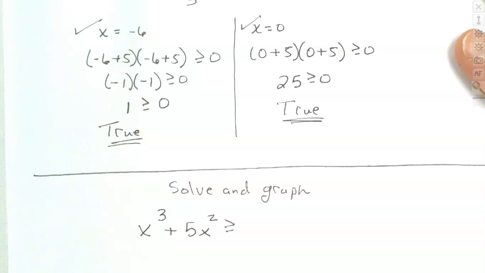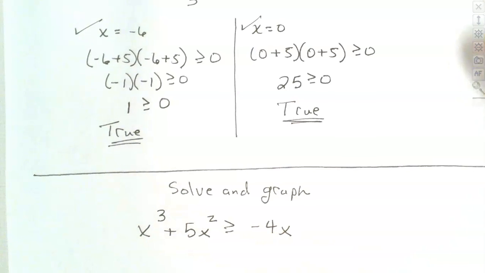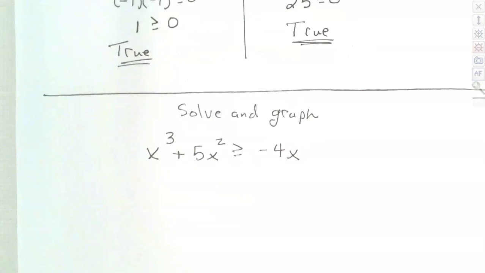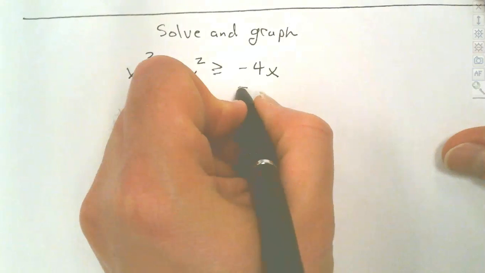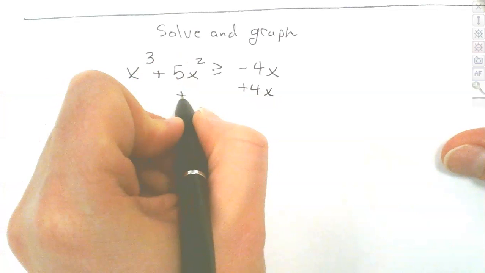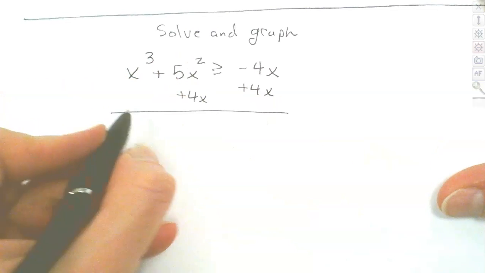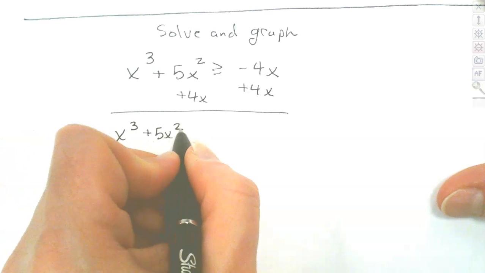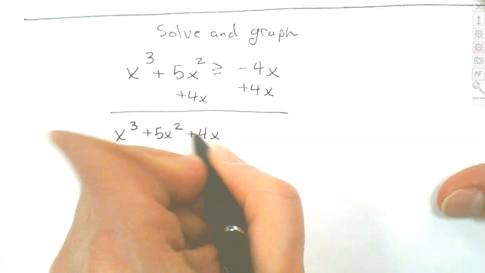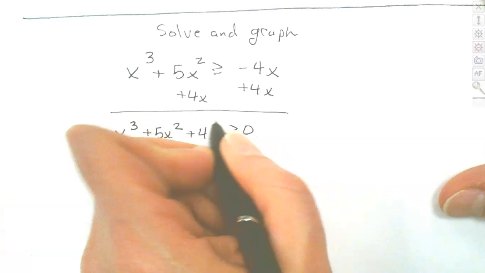Get that squared there. And let's use a negative 4x. So this one's going to be very, very easy to factor. Now, this one is also going to give me 3 critical points. So let's go ahead and move that 4x over. And now we've got x cubed plus 5x squared plus 4x is greater than or equal to 0.